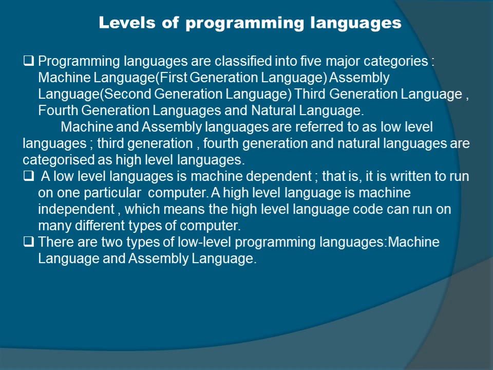A low level language is machine dependent. That is, it is written to run on one particular computer. A high level language is machine independent, which means the high level language code can run on many different types of computers. So machine dependent means that particular code will be executed where it is written. And the high level, where we write the code by using the high level, can be executed by different types of computers. There are two types of low level programming languages: machine language and assembly language.